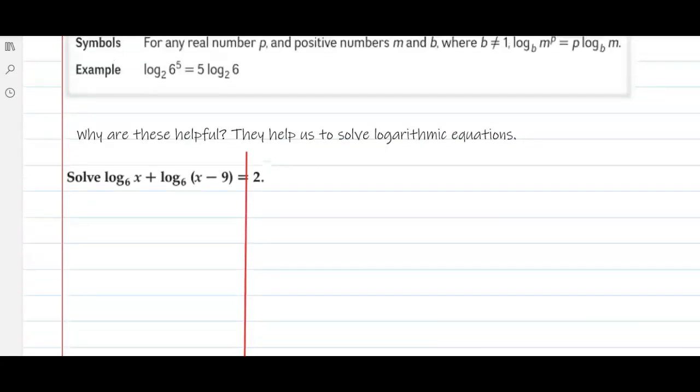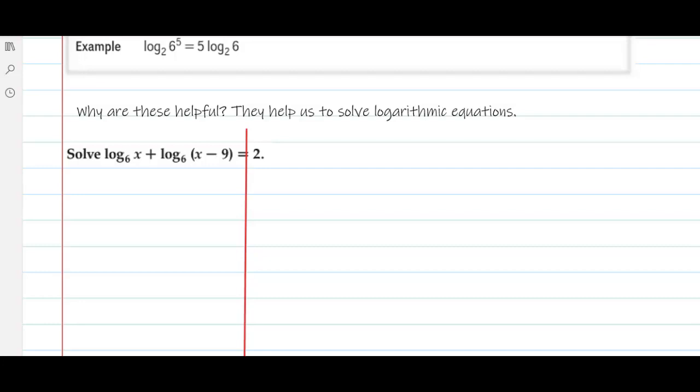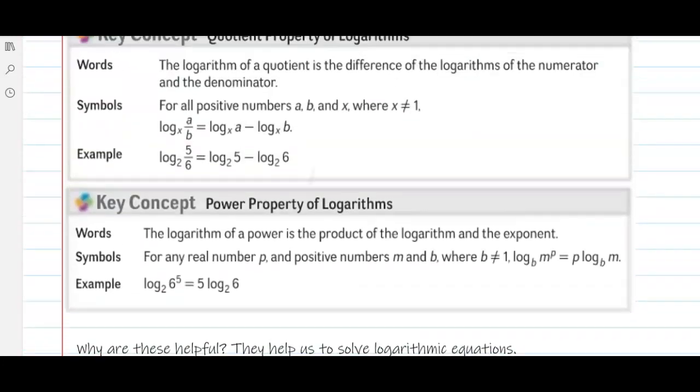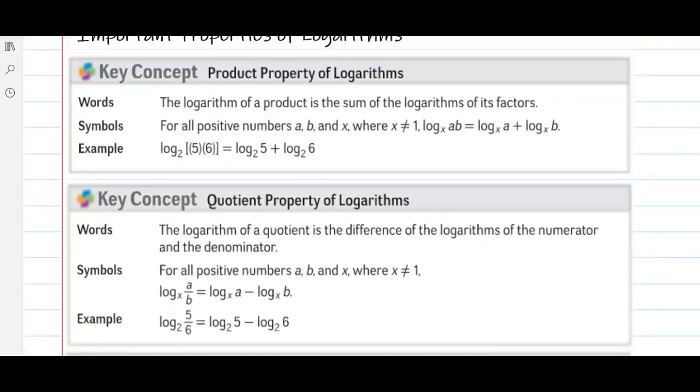So the first thing we need to know is how do we consolidate these logarithms? And that's where these properties above come in handy. The first one is the product property of logarithms. The product property says that if you have two logs with the same base added together, the rule is you can take these quantities and multiply them.